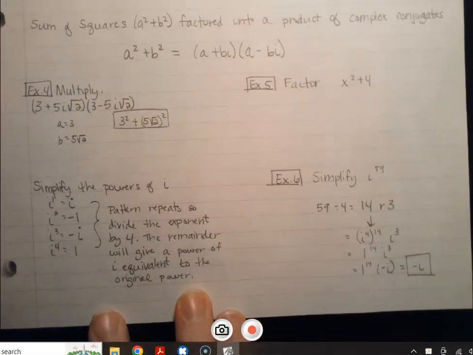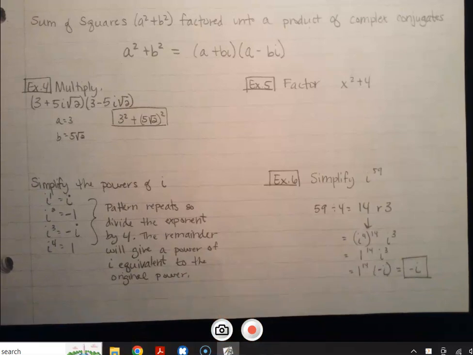So let me go up here, the sum of squares. Okay, so we have not had the sum of squares before. It was not possible without a complex number. We've had the difference of sums and the difference of squares and some things, but never the sum.